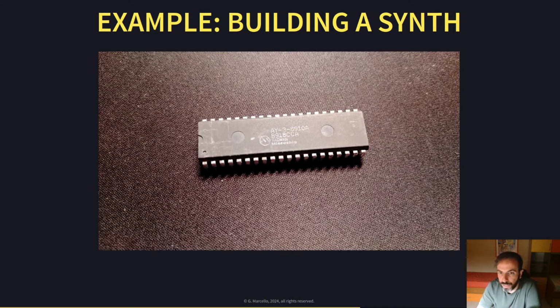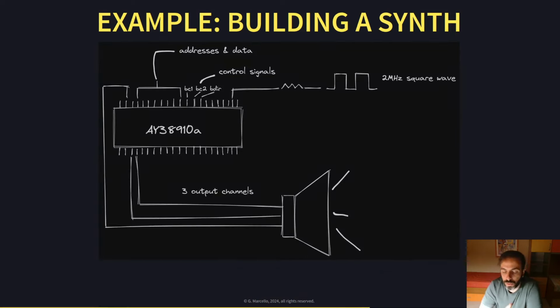It's a 40-pin through-hole PDIP package, and I'm going to show you how this works. Essentially, you have a data and address bus here, and a couple of control signals that will switch the mode of operation of the PSG. Then you can pass the data through this bus. Then you have 3 output channels where the waveform will be generated and outputted.